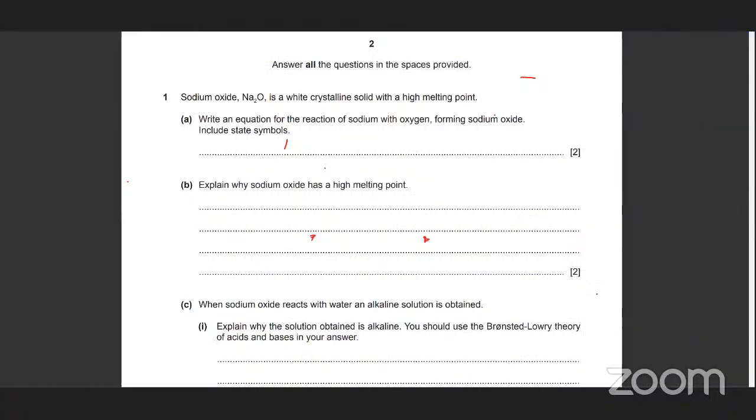तो sideways करना पड़ेगा. The first one, ठीक है, कि equation बनानी है: sodium with oxygen, sodium oxide, ठीक है, that's not an issue. Why is sodium oxide having a high melting point? तो उसके अंदर ये 1 का part B, ठीक है. Why is sodium oxide having a high melting point?